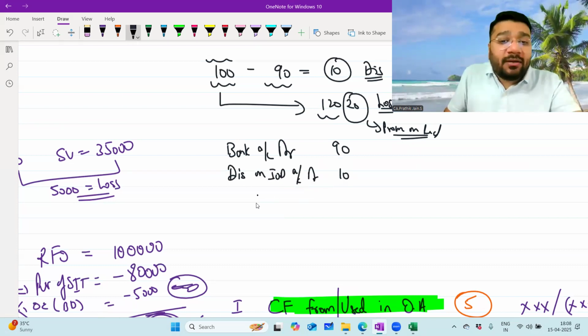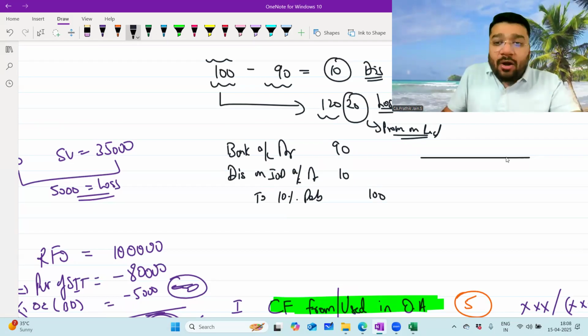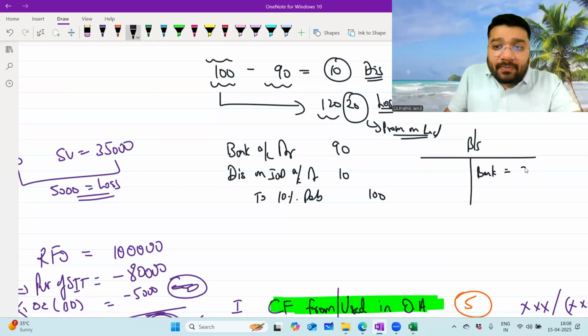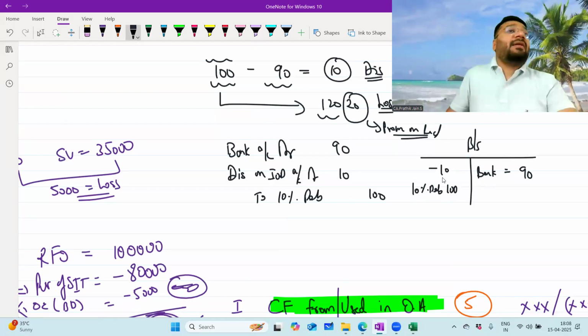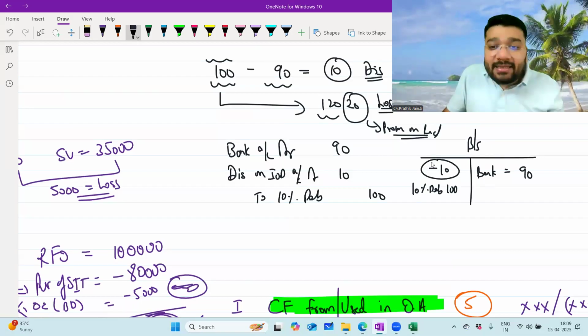How much? 10% debenture, 100 rupees. Correct, no? So now in your balance sheet, in the bank account, how much money has come? 90 rupees. How much is the worth of the debenture? 100. And how much is the loss? 10 is the loss. Because loss ultimately reduces from your capital, so I'm minusing this from capital.